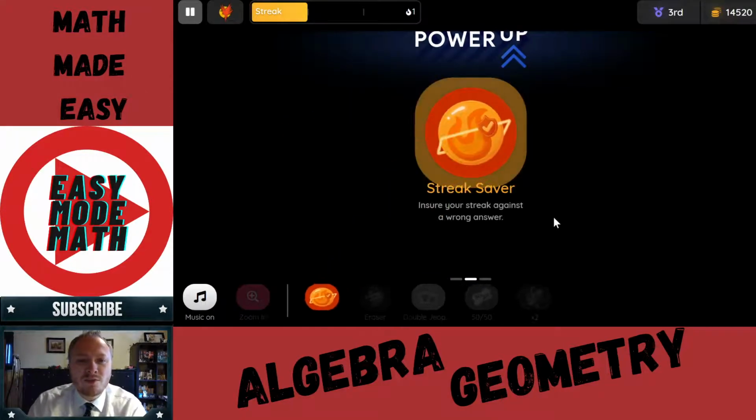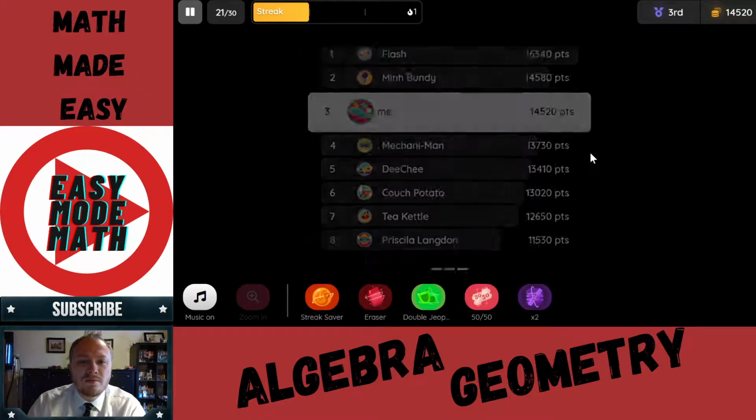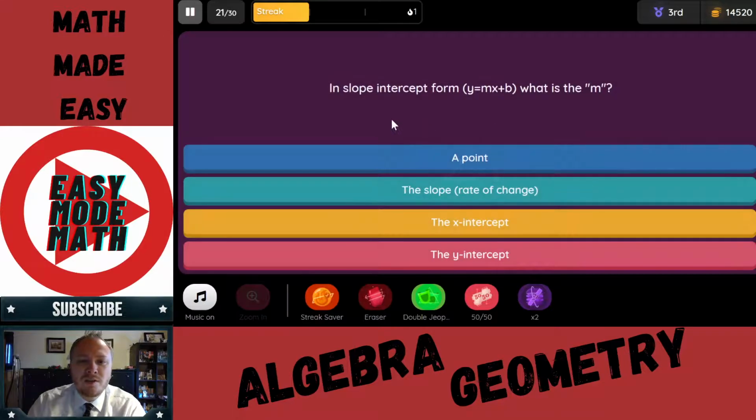Streak saver, let's go. Next question. In slope-intercept form, y equals mx plus b, what is the m? Is it a point? Is it the slope or rate of change? The x-intercept? The y-intercept? What is the m?